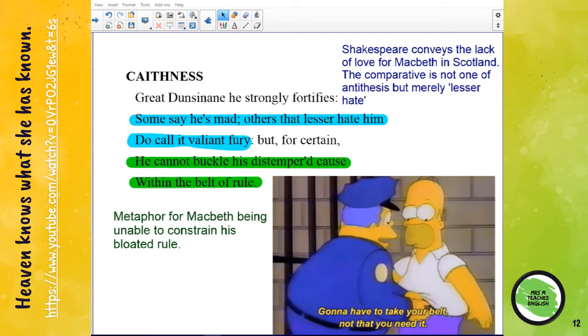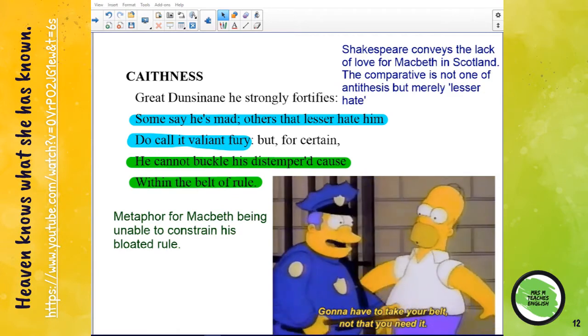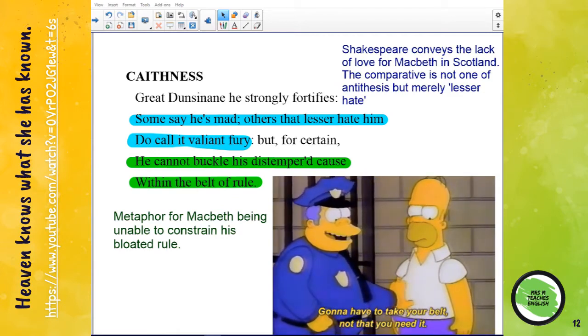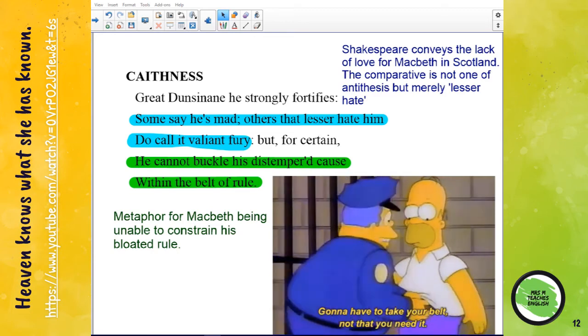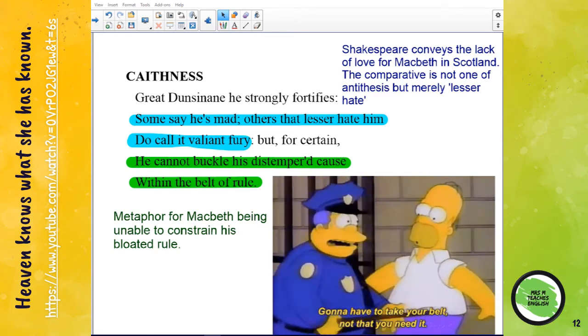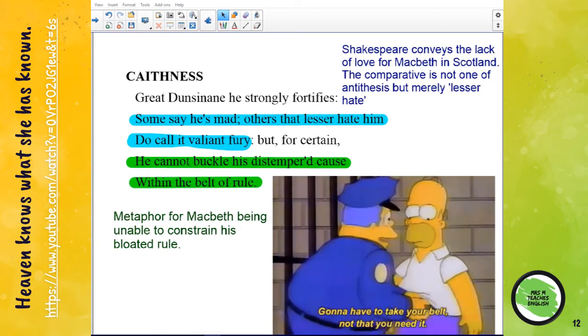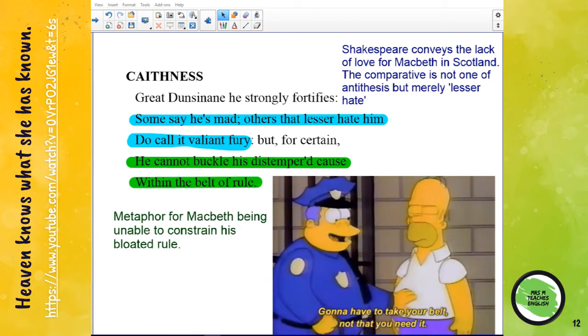However, Caithness says that while there may be some doubt over the level of hatred for Macbeth, what is certain is that he cannot "buckle his distempered cause within the belt of rule." So we have a metaphor here of Macbeth being unable to constrain his bloated rule, rather like someone trying to put a belt around their waist when they're so fat that they're unable to actually buckle it.